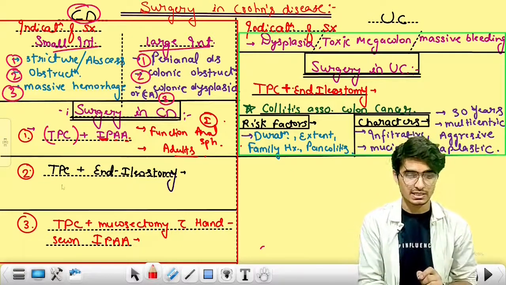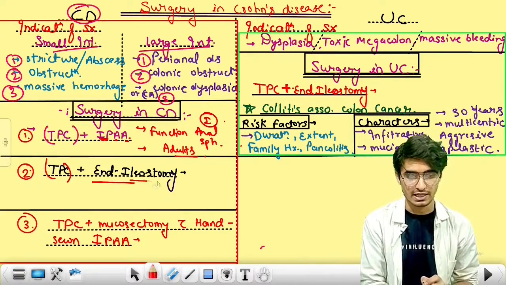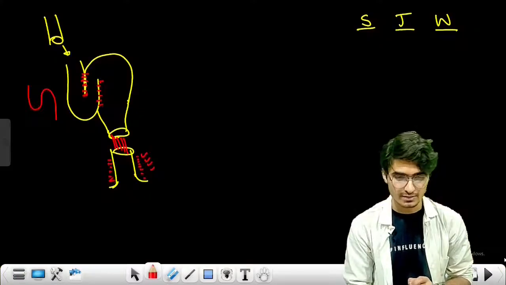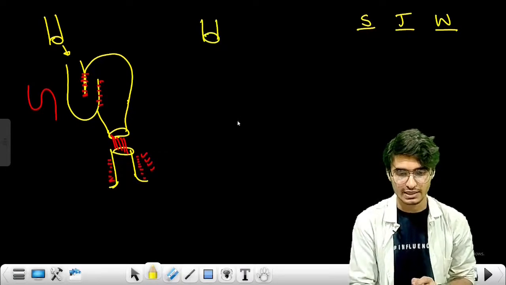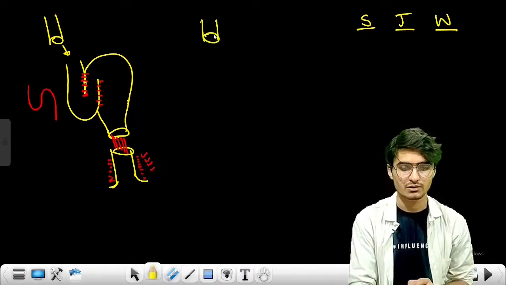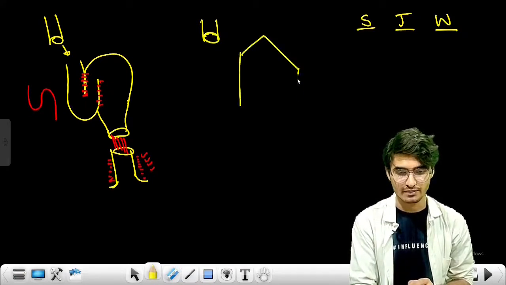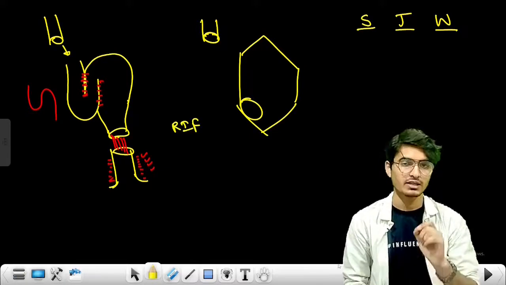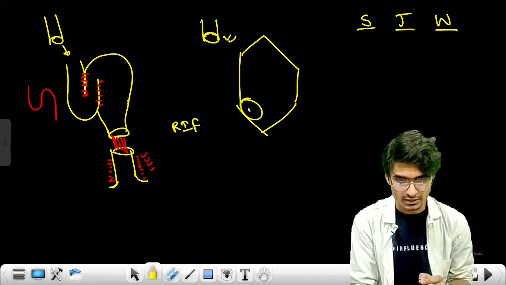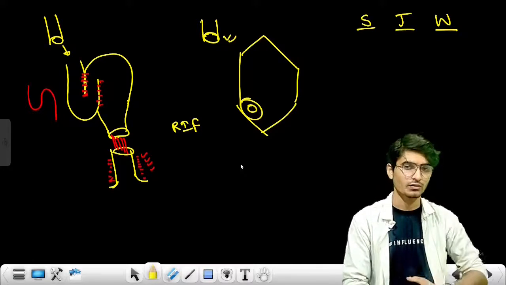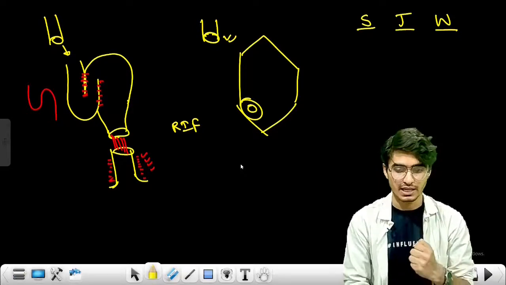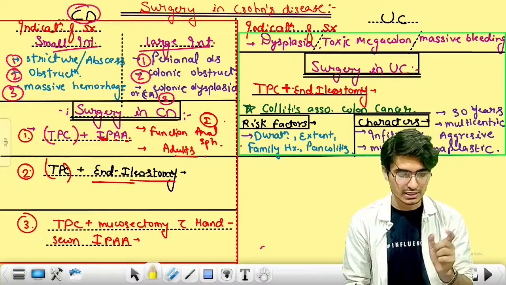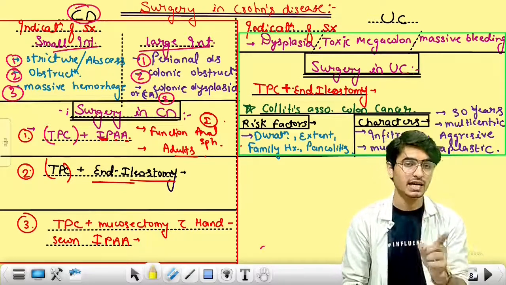The second is total proctocolectomy with end ileostomy. That is our terminal portion of ileum, that is our anal canal, and that is our anterior abdominal wall, and this portion is called the right iliac fossa. If the terminal portion of ileum is opened at the right iliac fossa over the anterior abdominal wall, that is called an end ileostomy. That's why it is called total proctocolectomy with end ileostomy.